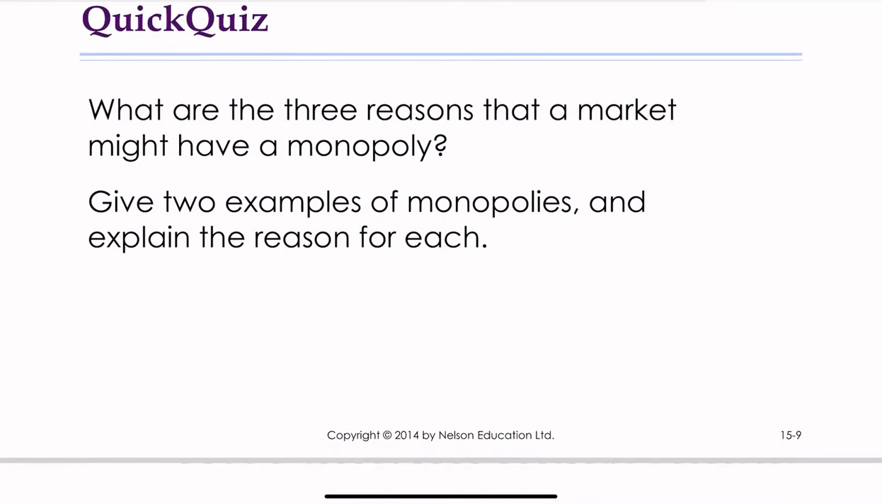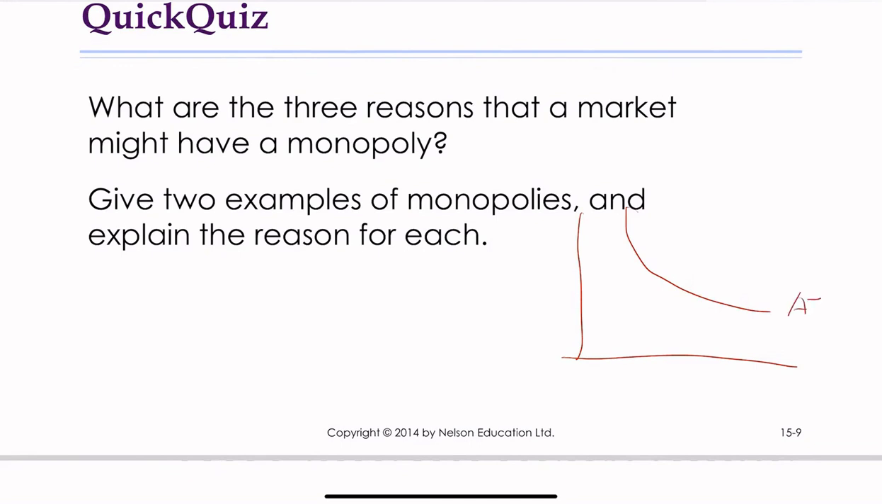So give two examples of monopolies and explain the reason for each. Well, if you think about Winnipeg, first we have Manitoba Hydro. It is a monopoly, and potentially it's because of technological reasons. That is, this is a natural monopoly, right? Because if you want to supply electricity to the whole city, then you have to pay a large fixed cost to build this basic infrastructure. So you can imagine that the ATC curve for Manitoba Hydro always decreases.